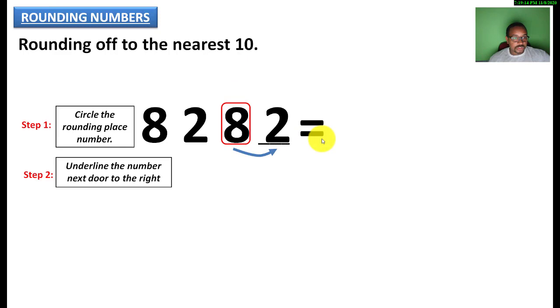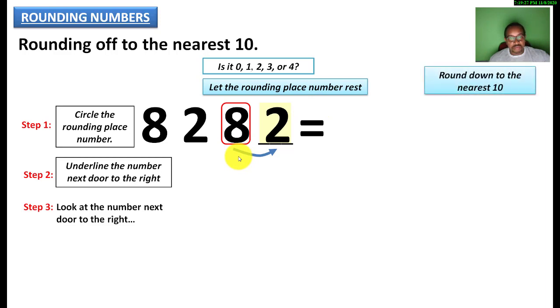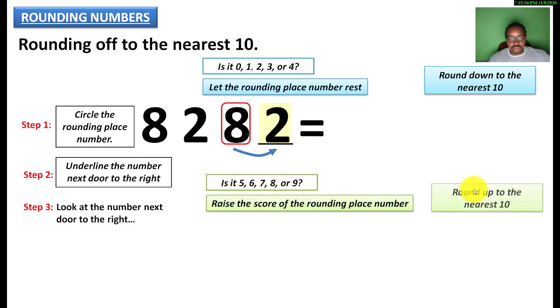We ask the question, the rules. Is it a 0, 1, 2, 3, or 4? If it is, let the rounding place number stay or rest. Don't change this. So we're rounding down to the nearest 10. It's not a 5, 6, 7, 8, or 9, so we can't raise the score. This is a 2. Rounding down.